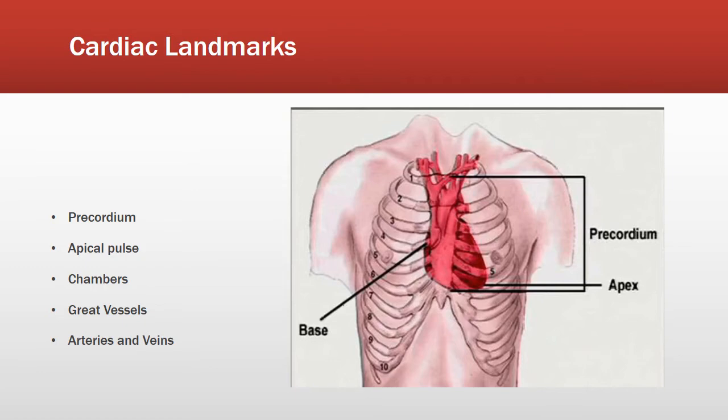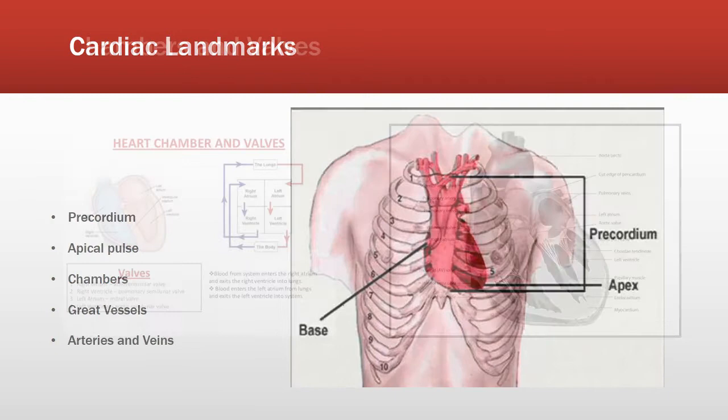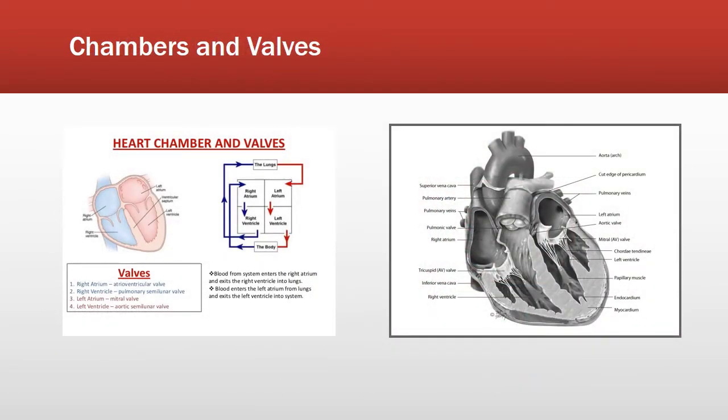The next vessel is the aorta, and the aorta takes blood from the left ventricle out to the rest of the body. And then there are arteries and veins that branch off all of these great vessels. Let's review the chambers and valves. So, like I said before, the right and left atrium are the upper chambers of the heart, and the right and left ventricles are the lower chambers of the heart.